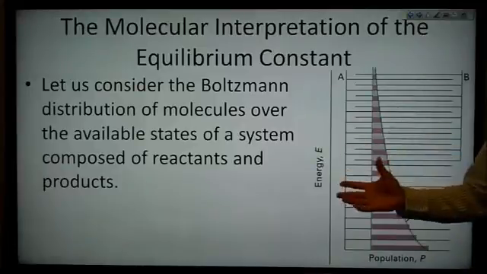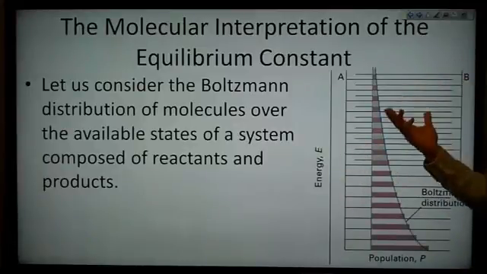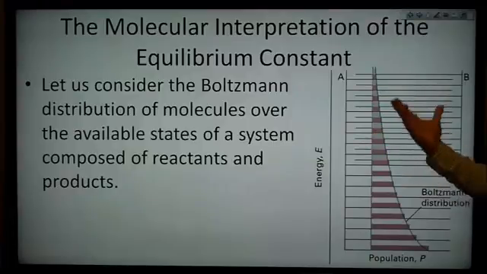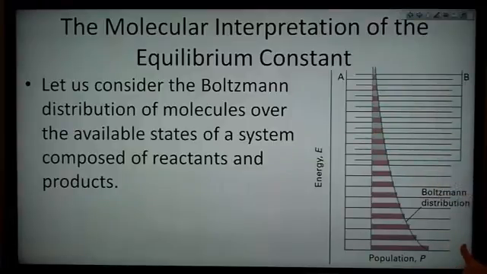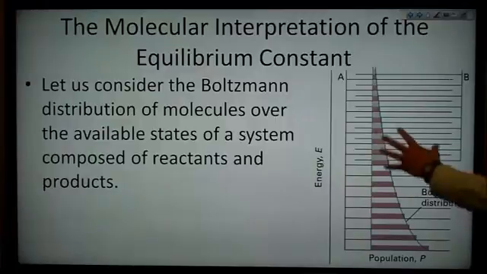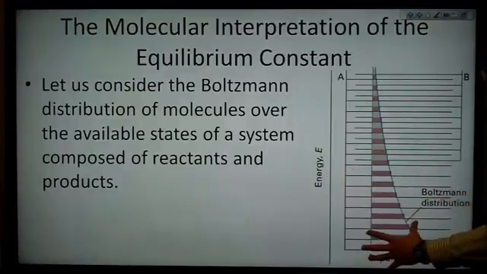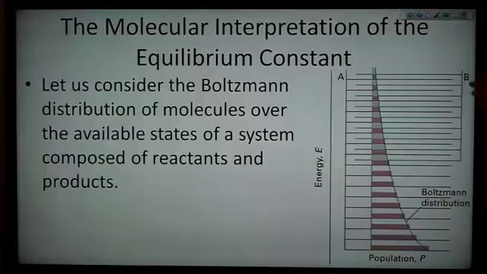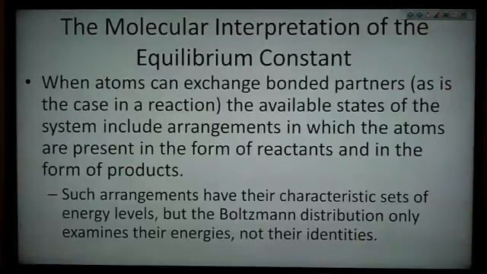So now let's look at the molecular interpretation of our equilibrium constant. So remember our Boltzmann distribution of molecules over the available states of our system that's composed of both reactants and products. So we have some reactant A that has some available energy levels, and some product B that has some available energy levels. And we have some Boltzmann distribution of states amongst those possible levels.